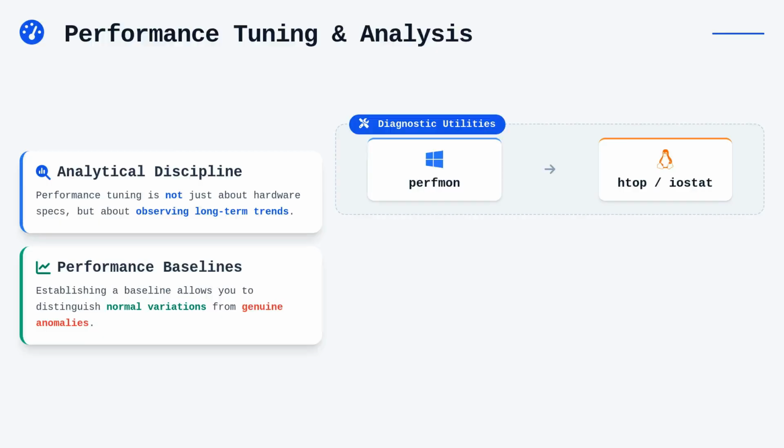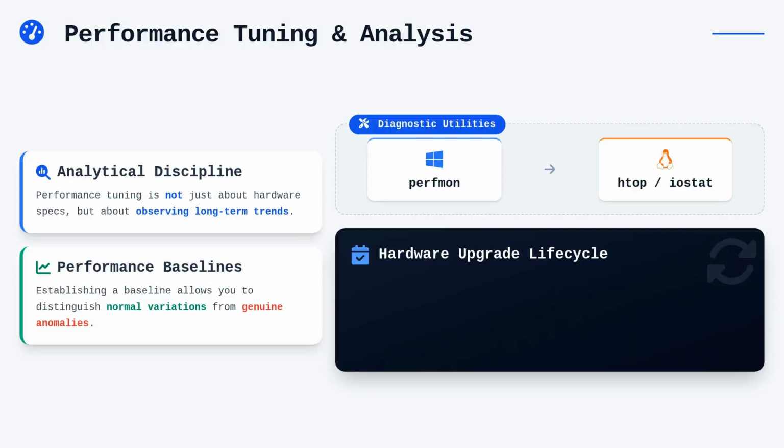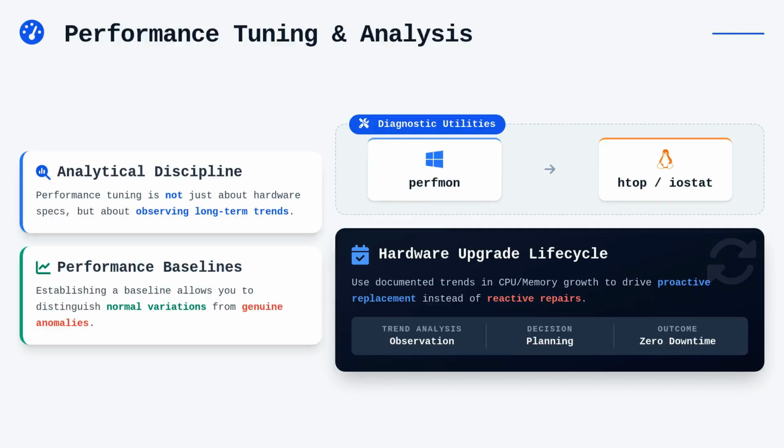When you observe consistent growth in CPU utilization or memory consumption over time, this data serves as the foundation for your hardware upgrade lifecycle planning. Proactive replacement of aging components should always be driven by these documented trends rather than reactive emergency repairs. Integrating this long-term perspective into your administrative workflow prevents unexpected downtime and optimizes your hardware investment.